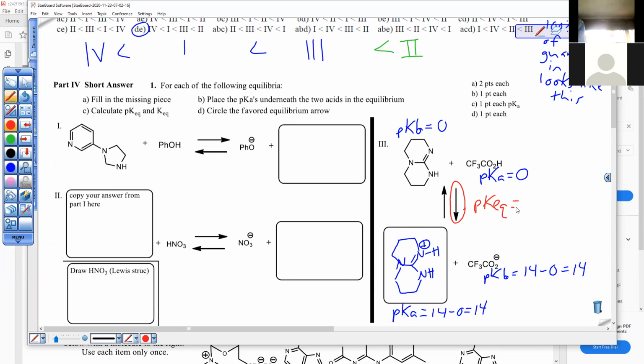Oh, we didn't even have to calculate pKbs. Sorry, it's not here. It doesn't hurt to do it. pKeq is the acid on the reactant side, which was 0, minus the pKa on the product side, which is 14. Keq big time to the bottom of the screen.